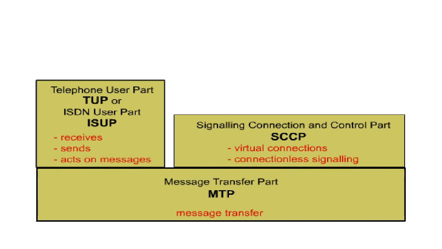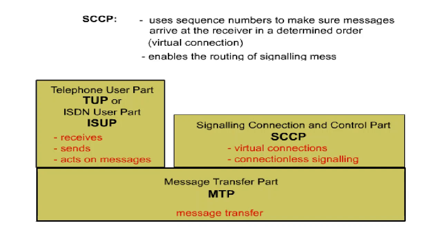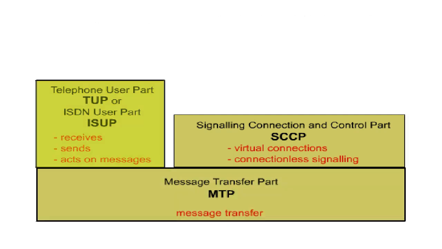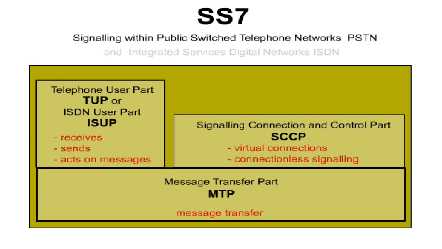In contrast to MTP, SCCP uses sequence numbers to make sure that messages arrive at the receiver in a determined order, so a virtual connection can be guaranteed. SCCP also enables the routing of signaling messages across multiple networks in the absence of a call. This layer structure, consisting of MTP and TUP, ISUP, as well as SCCP, represents the SS7 protocol, which is the protocol used for signaling within public switched telephone networks and ISDN networks.